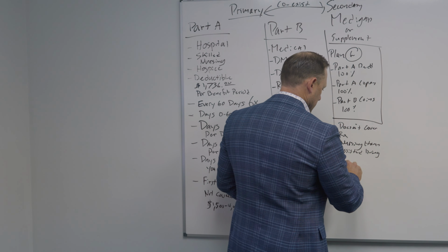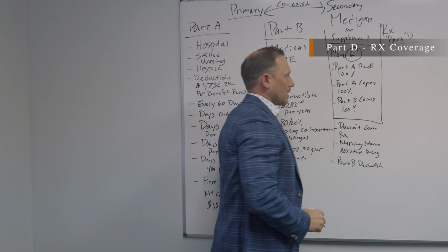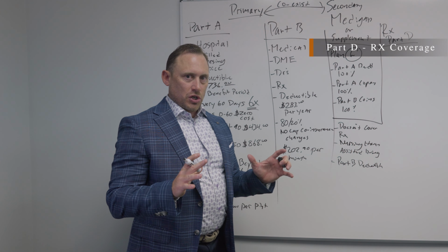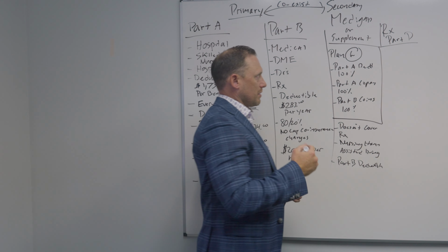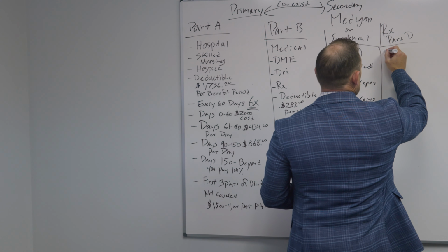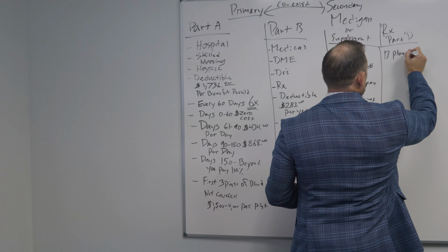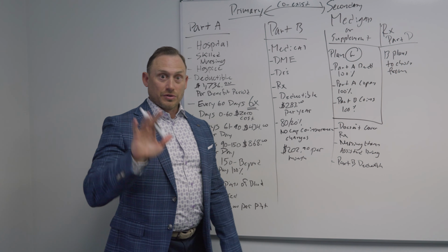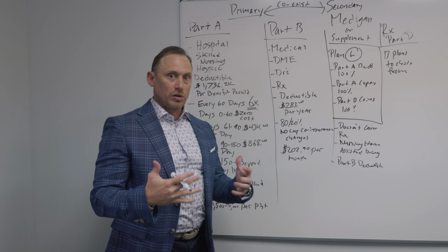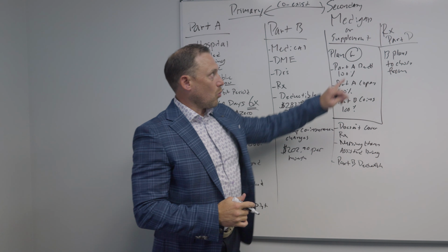Now, let's talk about RX coverage. Part D. Now, every state is different in terms of the plans they offer, but here in the state of Michigan specifically, there's 13 plans to choose from. Now, there's 5 variables or factors that we have to ultimately take into consideration to identify what specific plan is going to cover your prescribed medications.